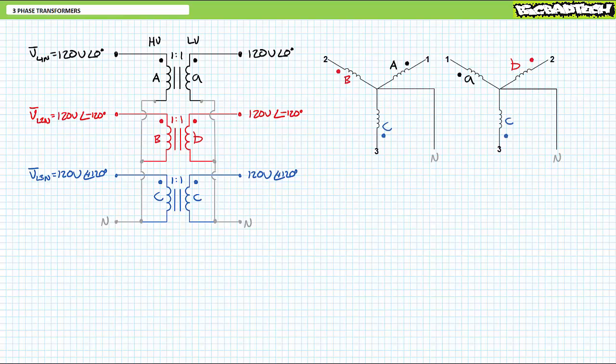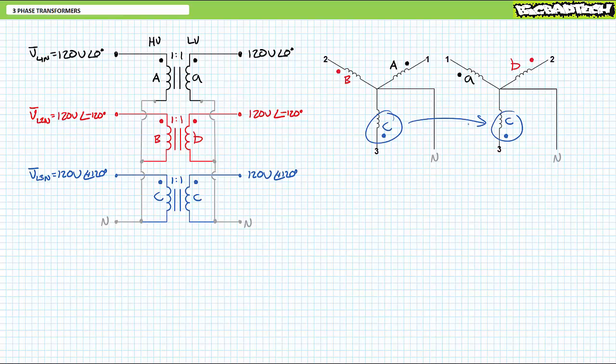For this reason, we might just draw a Y-configured high-voltage primary and low-voltage secondary as such, with the understanding that high-voltage primary winding capital A maps to low-voltage secondary winding lowercase a, high-voltage primary winding capital B maps to low-voltage secondary winding lowercase b, and high-voltage primary winding capital C maps to low-voltage secondary winding lowercase c. One can clearly visualize the Y shape with neutral now.